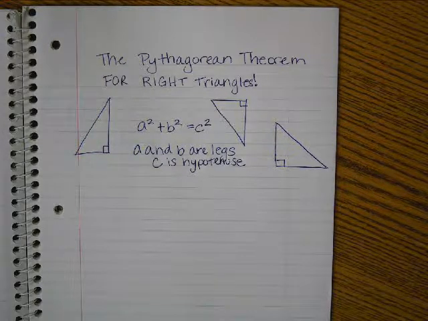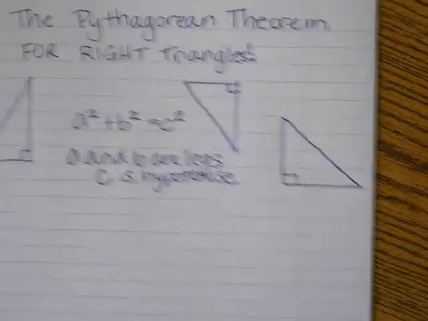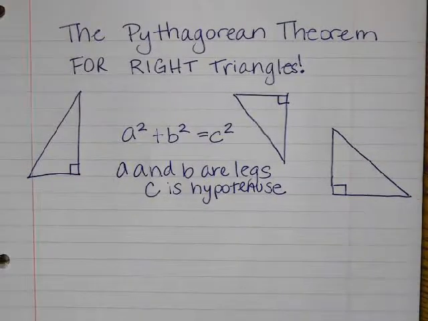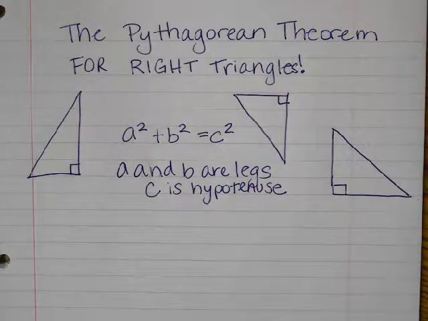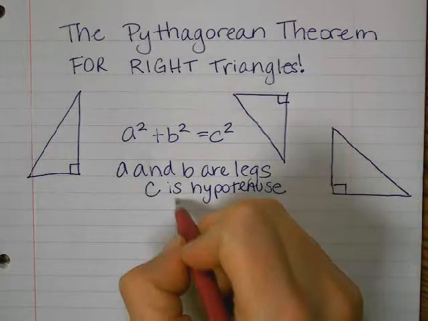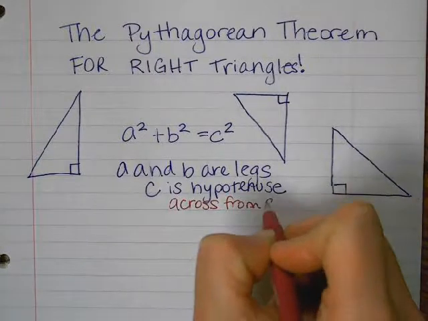And so we use the Pythagorean theorem to find missing lengths. Well, in order to do that, the first thing we need to know is where A, B, and C are. So, really easy. What you're going to do is A and B are the legs, so they're going to be the ones that are connected to the 90-degree angle. And C is the hypotenuse, so it's always going to be across from the 90-degree angle.